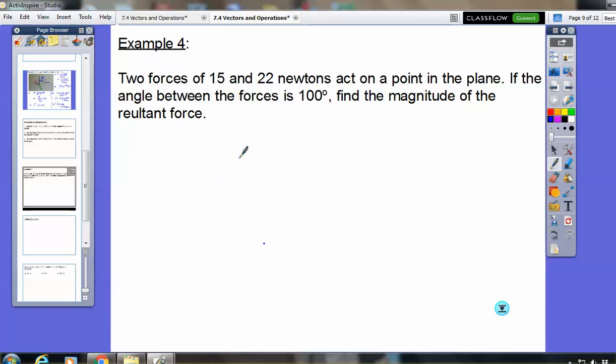Here. Let's draw a picture. We have two forces acting on the same point. Let's say this is point P. I didn't give you the directions of these forces, so I'm just going to draw. I know one of them is a force of 15, and another is a force of 22. What else do I know? The angle between these is 100 degrees.